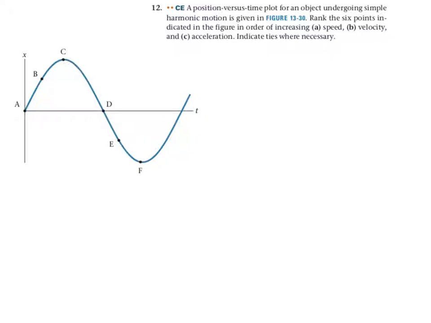So we want to go back to this and we want to say, well, what's going on at each place? At point A, it's at the equilibrium point, and then it's as far as possible from the equilibrium point, and then back to the equilibrium point, and then as far as possible the other way, and then back, and so on. So our picture would look something like this.